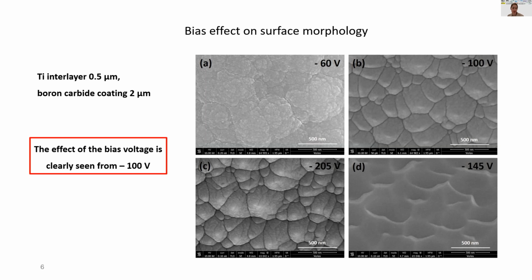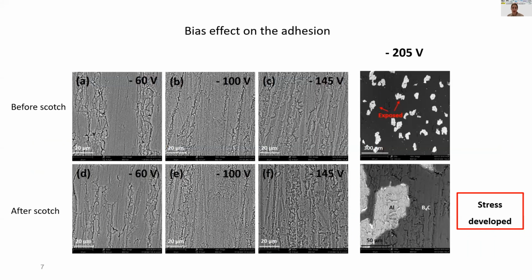We performed a scratch test here, and we can see strong adhesion for the coating prepared under a bias of 60 to 145 volts, while for the 205 volt coating, part of the coating was detached. This was observed immediately after we took the substrate out of the deposition chamber.